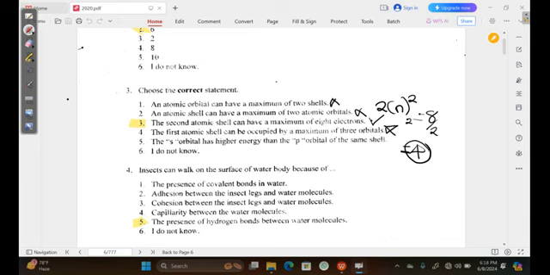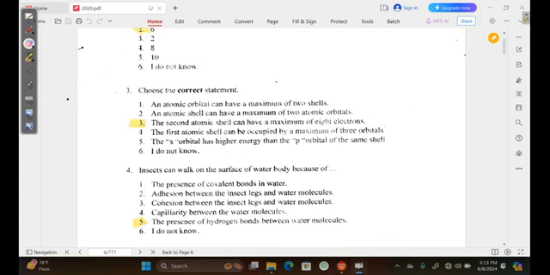Then option 5 says the s orbital has higher energy than the p orbital of the same shell. This is actually reversed, because the right statement should have been the p orbital having higher energy than the s orbital, because as you move further away from the nuclei, the energy levels increase. So this was also false. That's it for question 3. Then moving on to question 4.